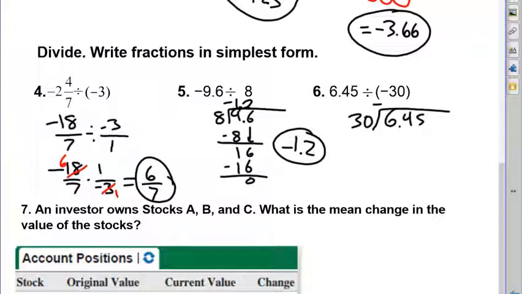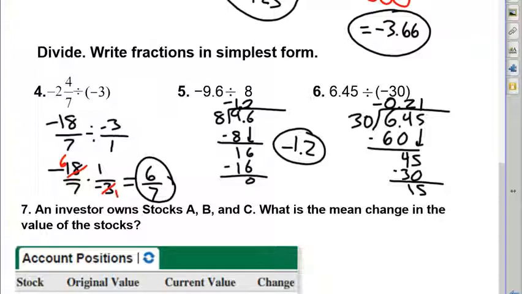30 goes into 6 0 times. Let's go ahead and put that decimal in there now, 0 point stuff. 30 goes into 64 twice. 2 times 30 is 60. I'm going to subtract. I get a remainder of 4. Bring down this other 5. 30 goes into 45 one time. 1 times 30 is 30. And I get a remainder of 15.